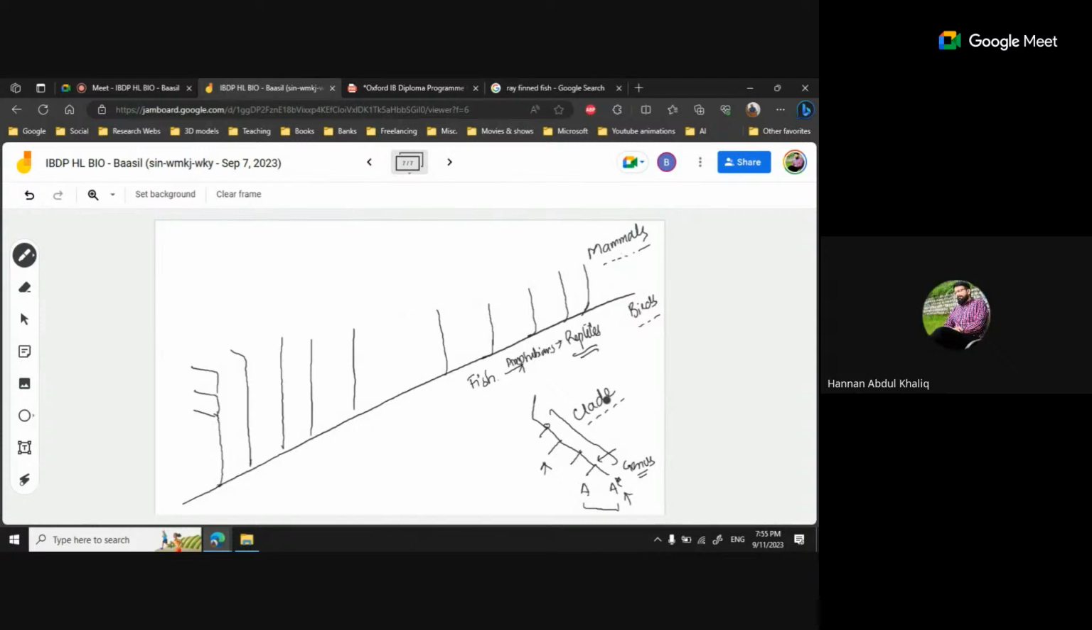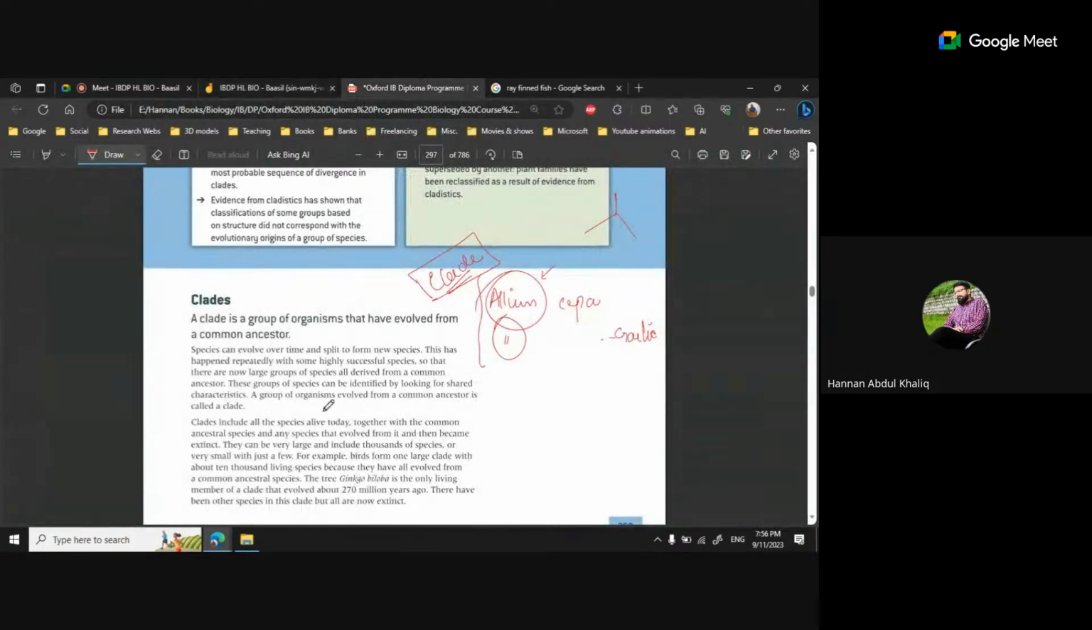Like the example of A and A star I showed you, they are a clade because they are sharing a common ancestor. But this one, the A star, and this one, and all the organisms between them, they are also a clade because their ancestor is the same one over here. So the clade is basically a very wide approach.